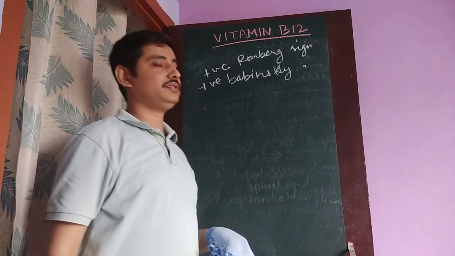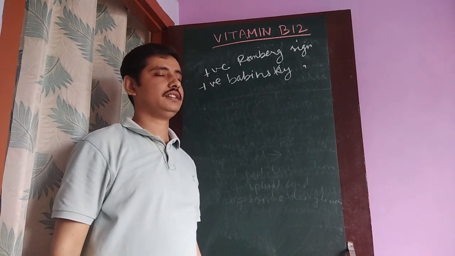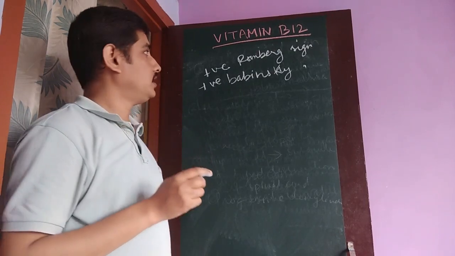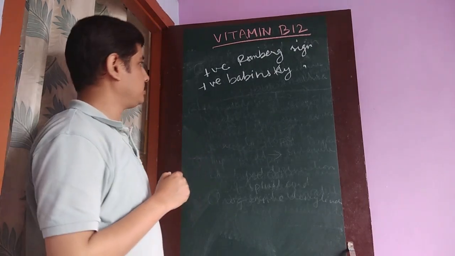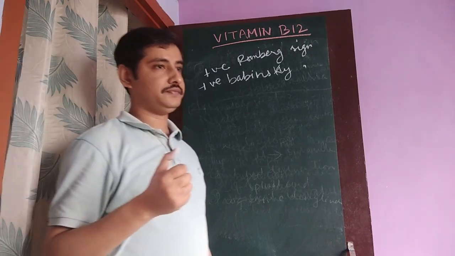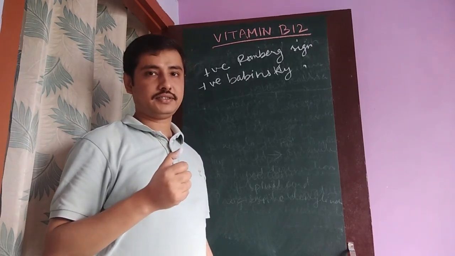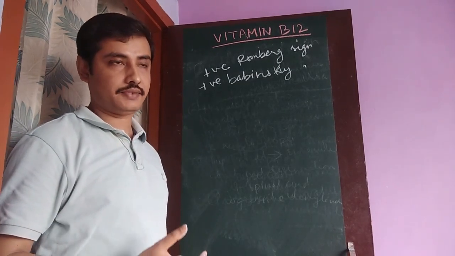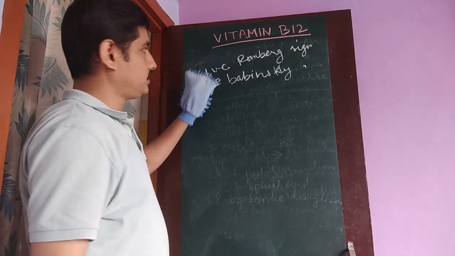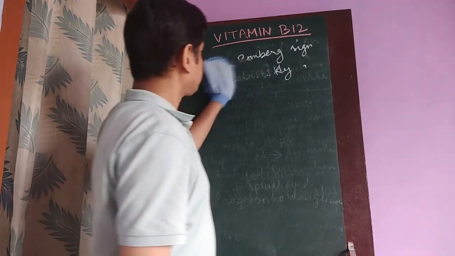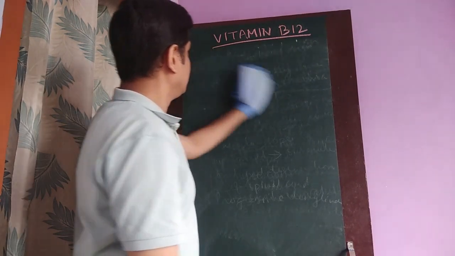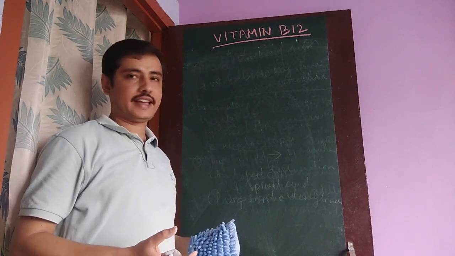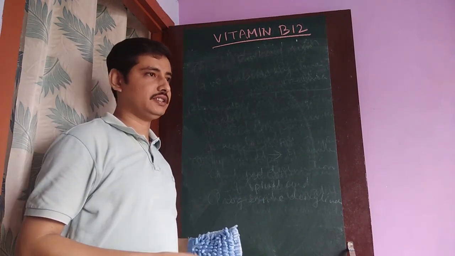So positive Romberg sign is when we stand and close our eyes, the sense of position will be disturbed. And positive Babinski sign means the plantar reflex will be extensor. Normally it is a flexor movement. So these two signs will be positive. And there is also symmetrical paresthesia, tingling and numbness in the extremities, in our limbs.